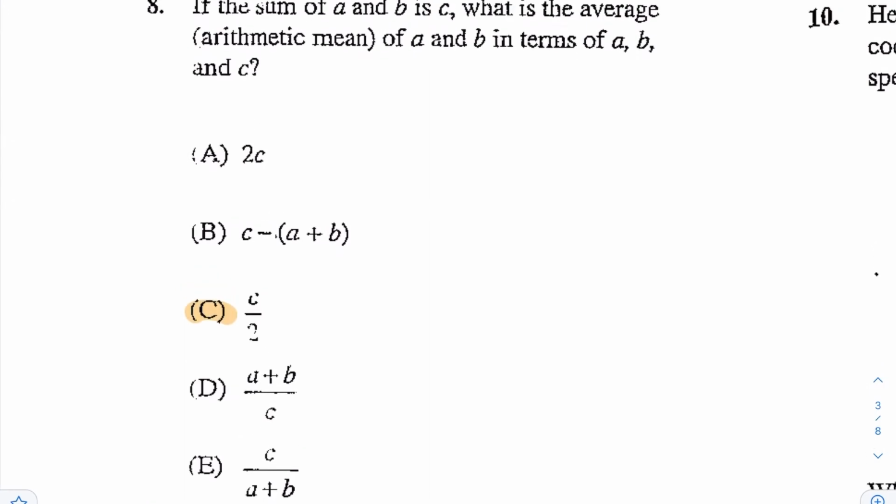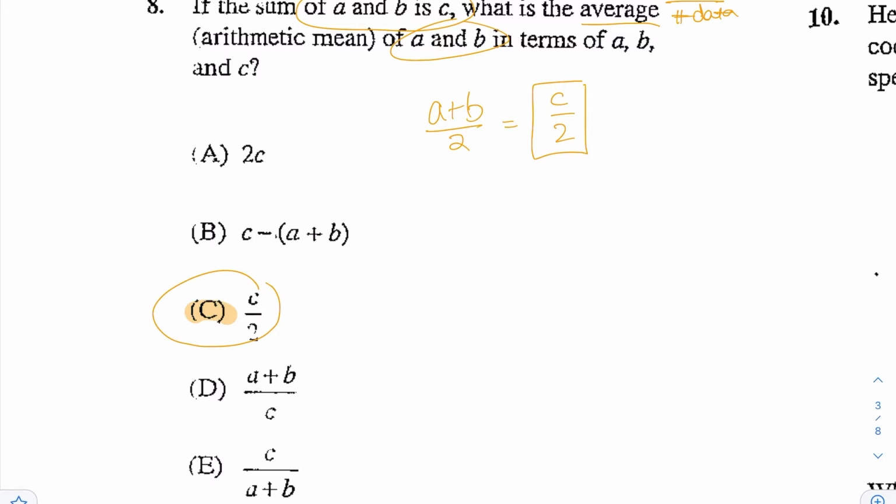All right, for question number 8, if the sum of A and B is C, what is the average arithmetic mean of A and B in terms of A, B, and C? All right, so what you want to figure out is the average, and remember, average is the total divided by the number of data. So in this case, you want the average of A and B, which is going to be A plus B divided by 2. But instead of A and B, you also want to throw in C in there. Now here, you know that the sum of A and B is C, so you know that A plus B is going to be C. So therefore, you can just replace A plus B in the numerator, it'll just be C divided by 2. That's going to be choice C.